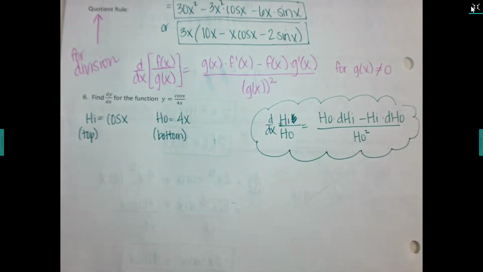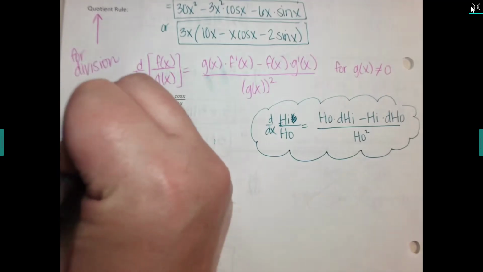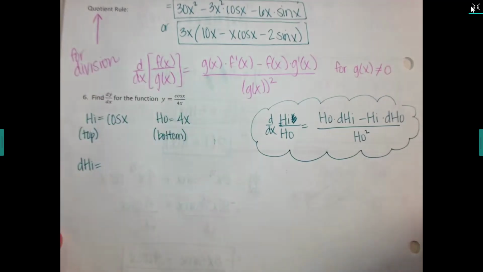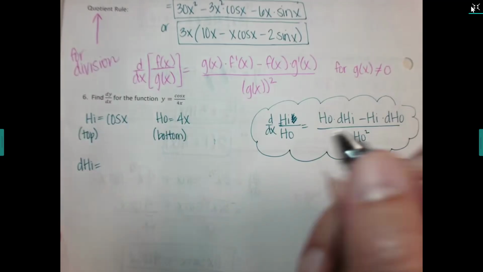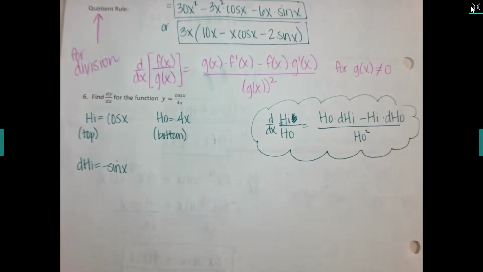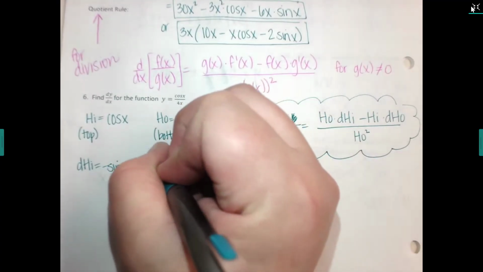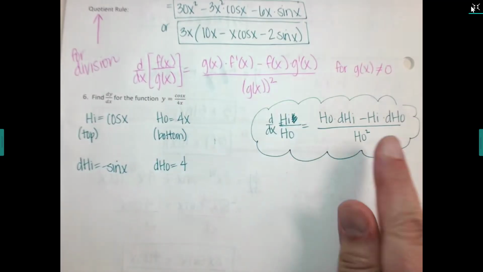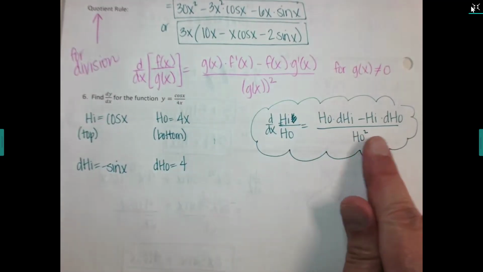D high and D ho are just going to be the derivatives of those. So if high is cosine x, what's D high? Cosine goes to what? Negative sine x. Very good. And then if ho is 4x, what's D ho? Just a 4. And then we're going to follow our formula right here.